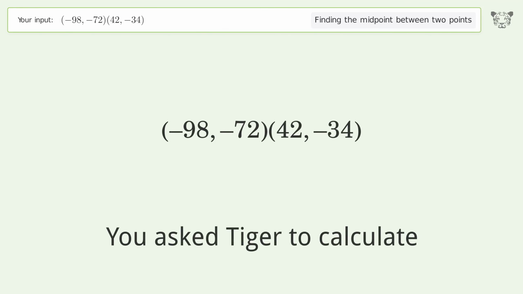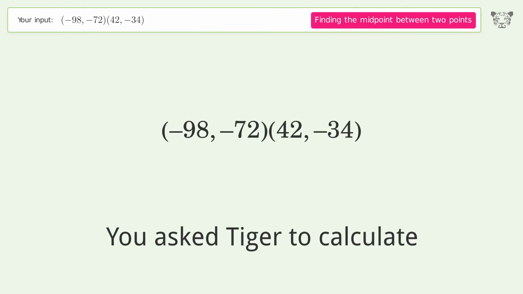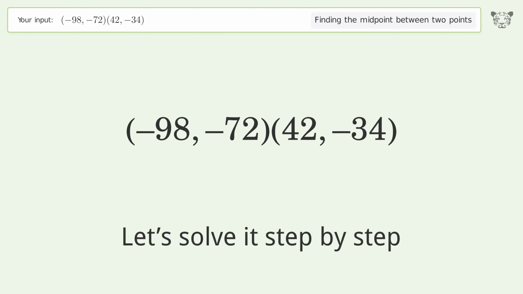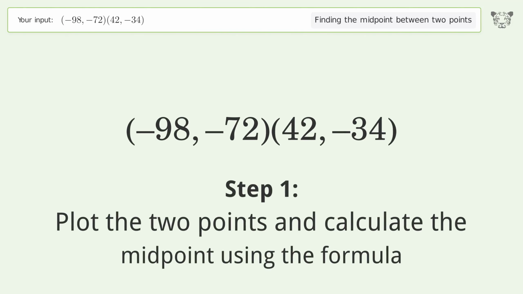You ask Tiger to calculate. This deals with finding the midpoint between 2 points. The midpoint between the 2 points is -28, -53. Let's solve it step by step. Plot the 2 points and calculate the midpoint using the formula.